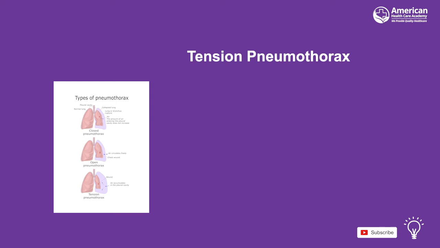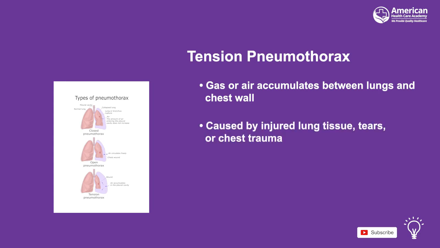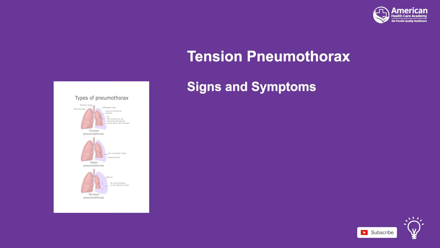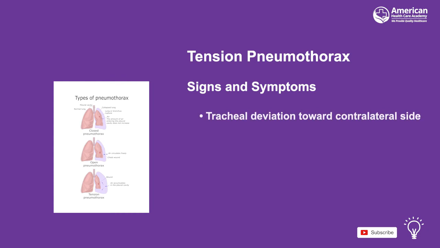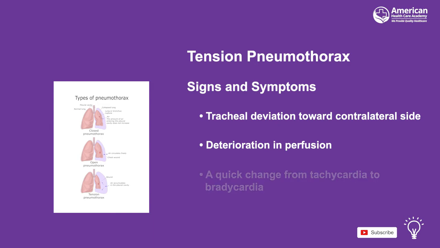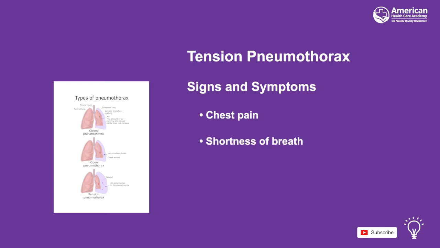The second type of obstructive shock is tension pneumothorax, which can be life-threatening and jeopardize cardiopulmonary functions. This happens when gas or air accumulates between the lungs and chest wall and may be caused by injured lung tissue tears or chest trauma. Signs and symptoms of tension pneumothorax include decreased or diminished breath sounds, distended neck veins, hyperresonance on the affected side, tracheal deviation from the contralateral side, deterioration in perfusion, a quick change from tachycardia to bradycardia, chest pain, shortness of breath, low blood pressure, and cardiac arrest.